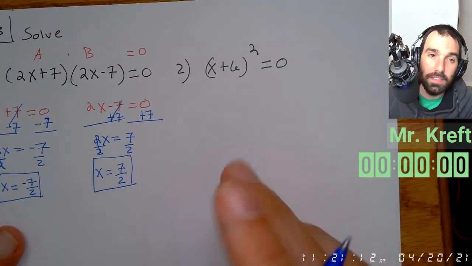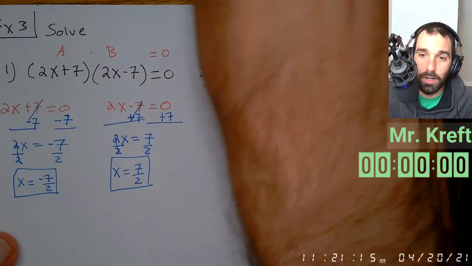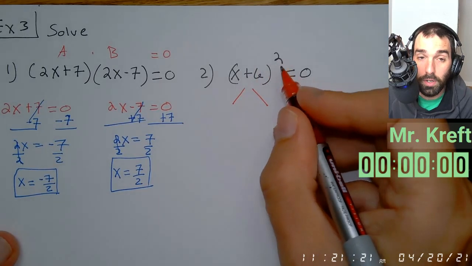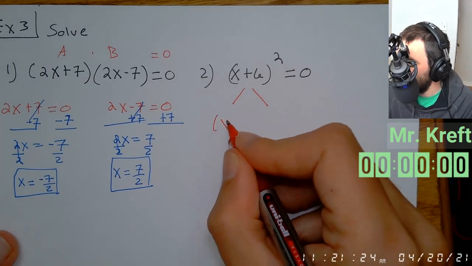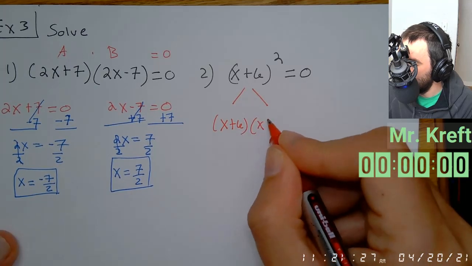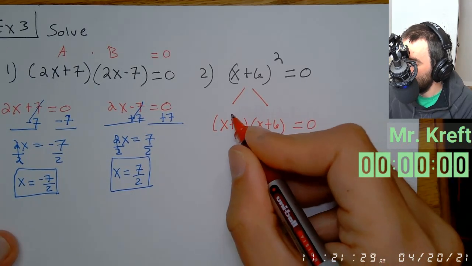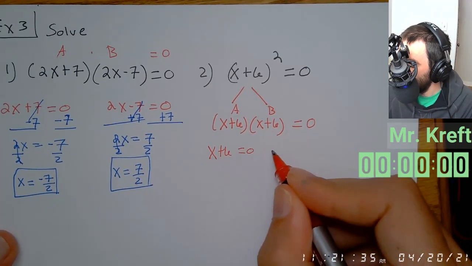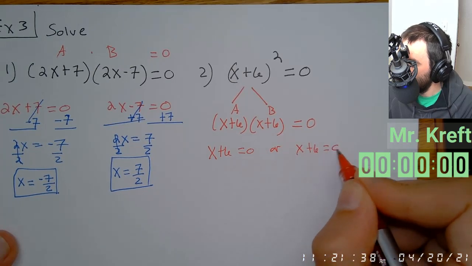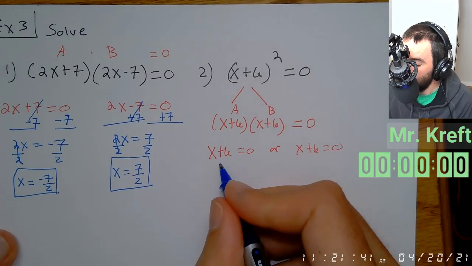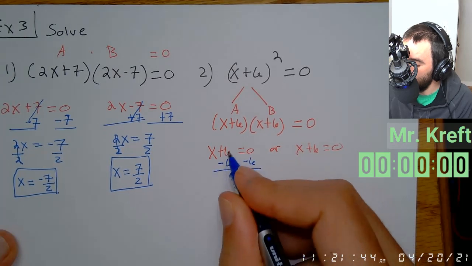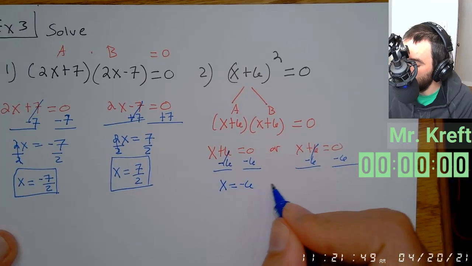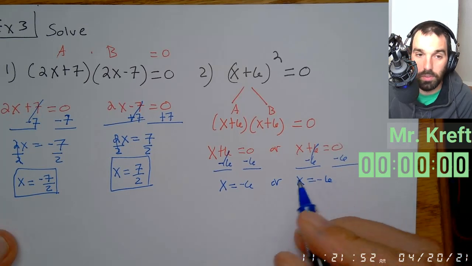Okay. Now, technically speaking, for the second one, we don't have to use the zero product property here, but I just wanted to show you guys to remember what squared means. Squared means times itself. So this is really x plus 6 times the quantity of x plus 6, right? So we do have an a and a b. So we have x plus 6 equals 0, or x plus 6 equals 0. If I solve these, the opposite of plus 6 is minus 6. So we're going to subtract 6 from both sides. So I get x equals negative 6, or x equals negative 6.